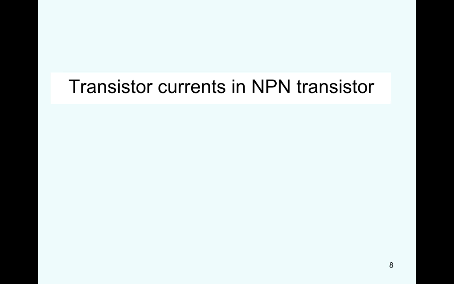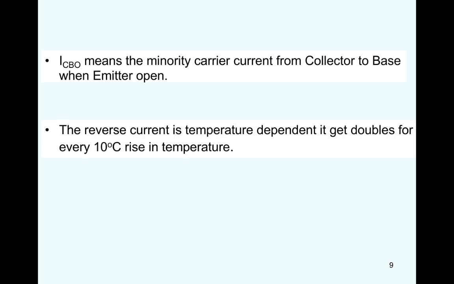So let us see transistor currents in an NPN transistor. Here ICBO means the minority carrier current from collector to base when the emitter is open. The reverse current is temperature dependent. It doubles for every 10 degree rise in temperature.